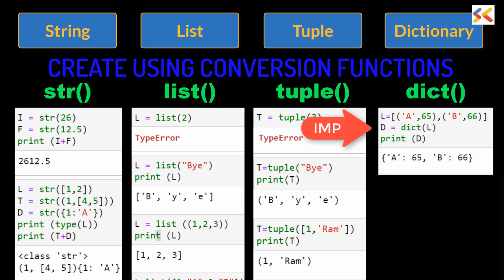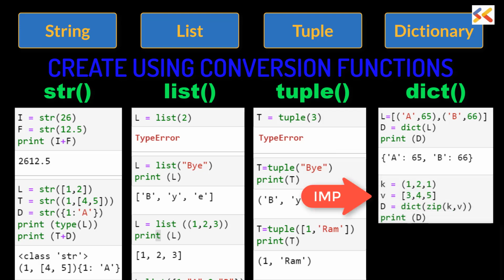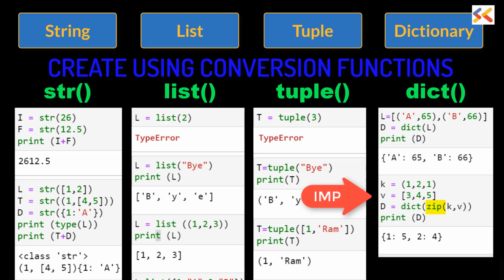Second method is if we have two separate tuples or list of keys and values, you can use the zip function and it will create dictionary with key value pairs from them. Here also, please note if you give duplicate keys, it will automatically retain the last value.